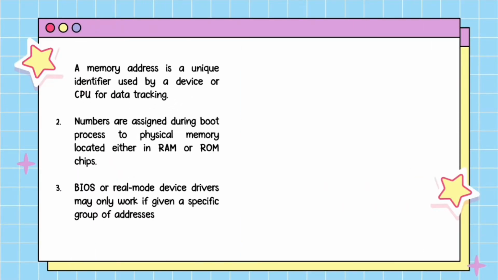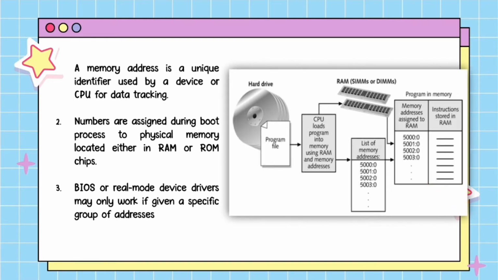So basically, a memory address is a unique identifier used by a device or a CPU for data tracking. This binary address is defined by an ordered and finite sequence, allowing the CPU to track the location of each memory byte. So it is to ensure software can then access this memory by using these addresses. In short, it will be a reference to a specific memory location used at various levels by software and hardware.